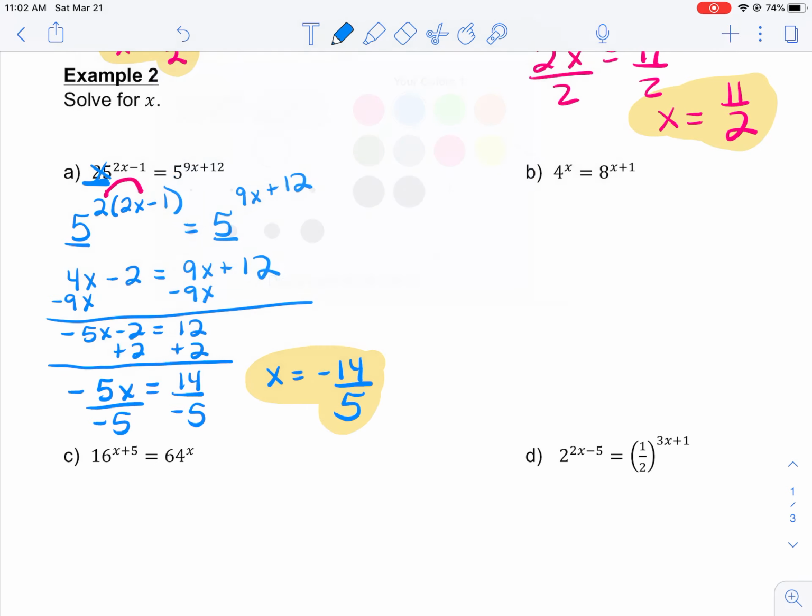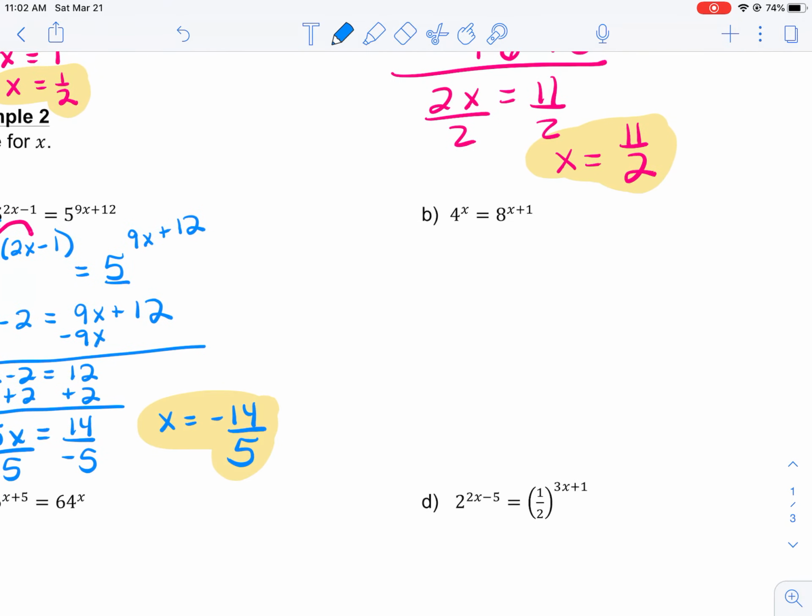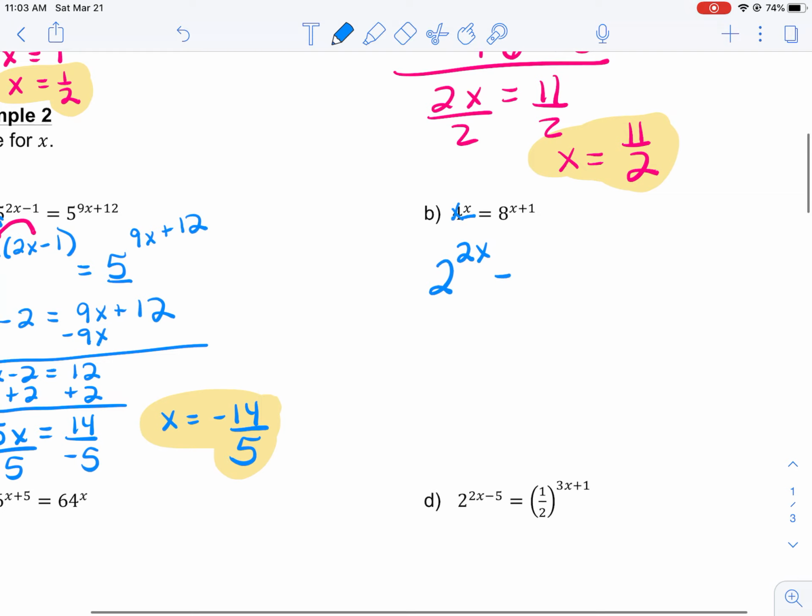All right, so the next one, we have 4 to the x equals 8 to the x plus 1. Again, 4 to the first is 4. 4 squared is 16, so 4 is not going to work. So we need to think of something smaller. So hopefully you recognize that we can rewrite 4 and 8 using a base of 2. So I'm going to replace 4 with 2 squared, and then I'm going to multiply that by the x that's already there. And then I'm going to replace 8 with 2 to the third, and then I'm going to multiply my new exponent 3 by the existing exponent x plus 1.